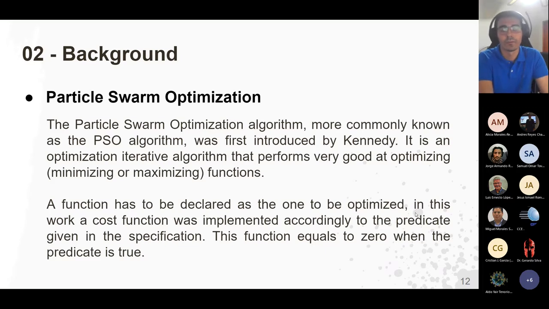For example, if x equals 3 and y equals 2, well then x is greater than y, right? Or any other combination that satisfies the predicate. But when the predicate is not satisfied, it returns a fit value greater than 0.